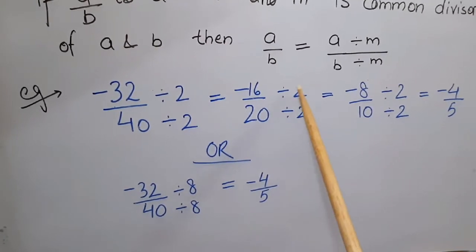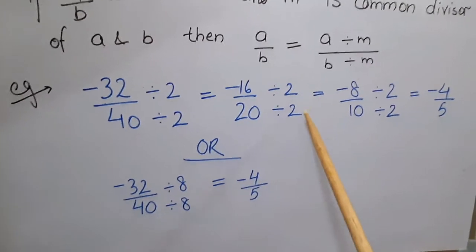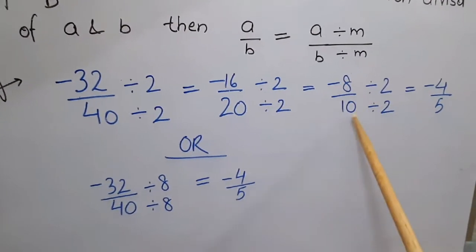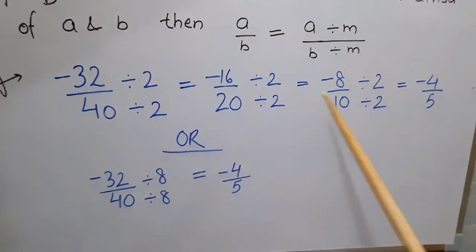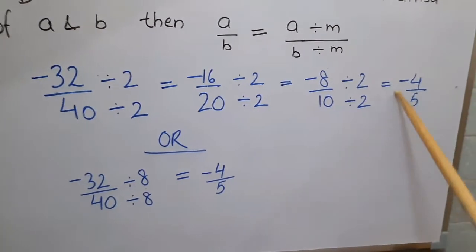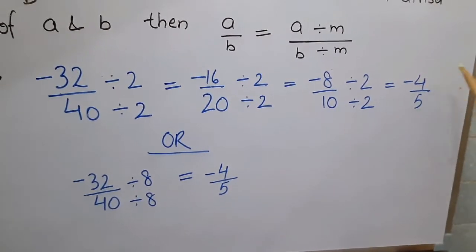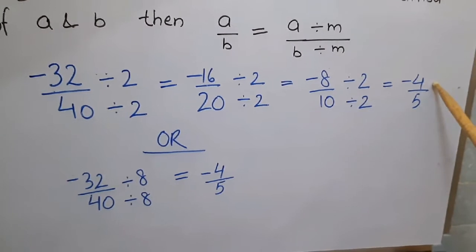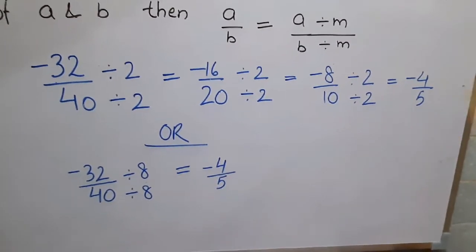Again, they both are even numbers, so we can again divide by 2, which gives you minus 8 by 10. We keep dividing the numbers till we get a number which has nothing common in between. So the final answer of this question is minus 4 by 5. Here both numbers are different and they don't have any number common between.